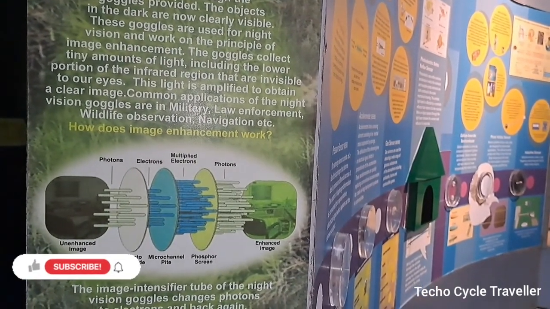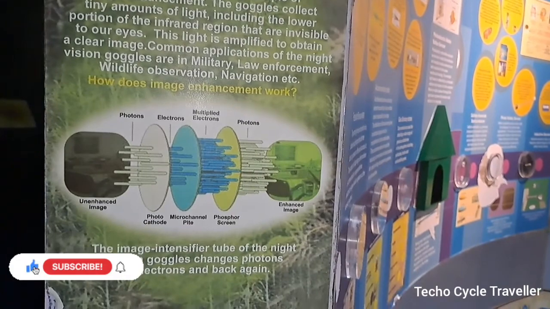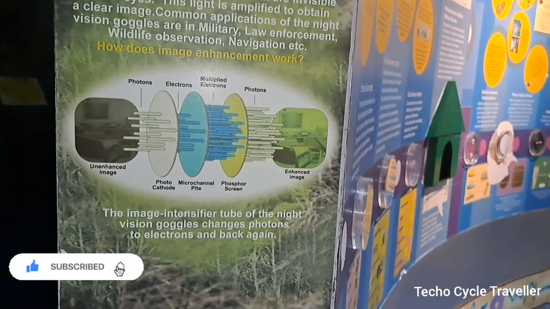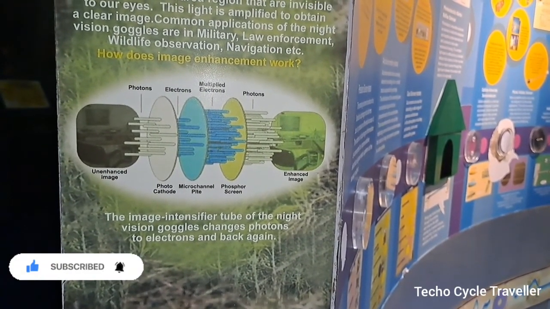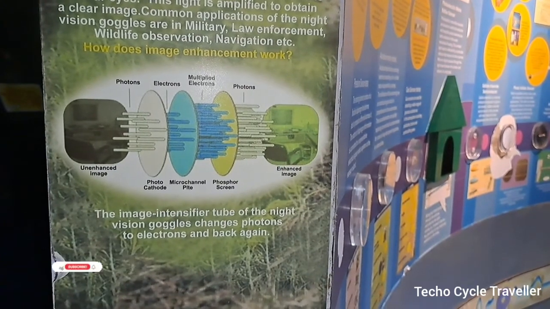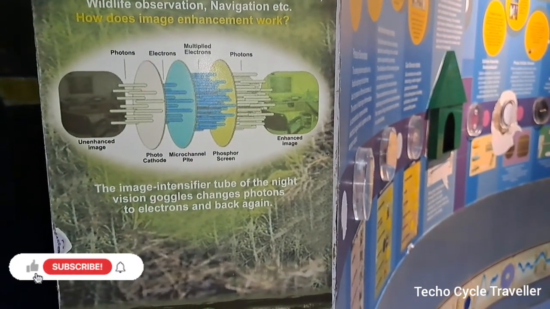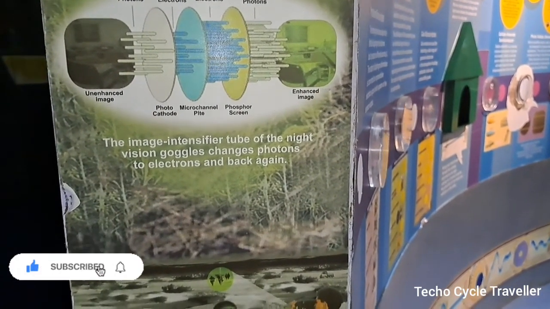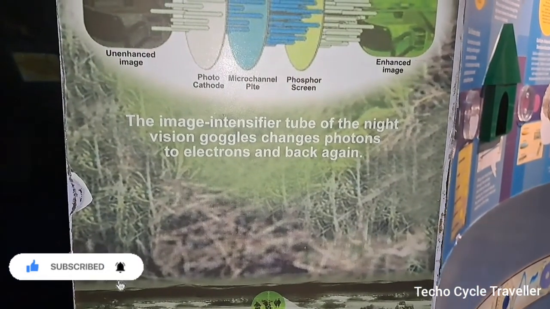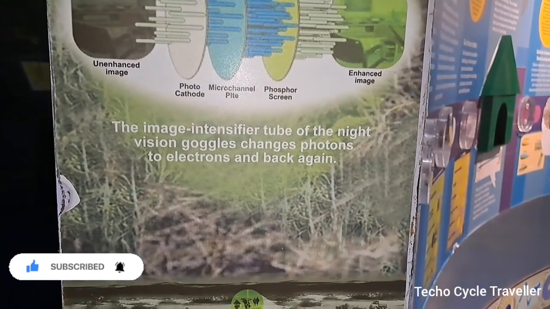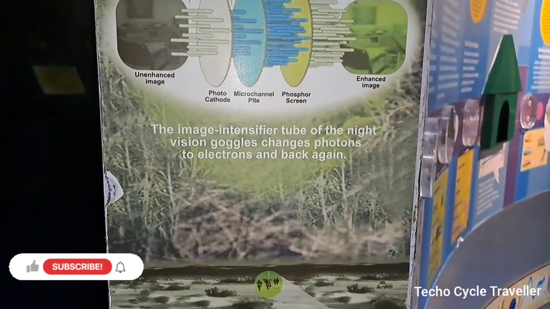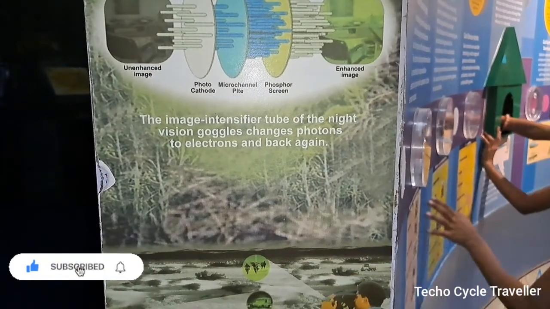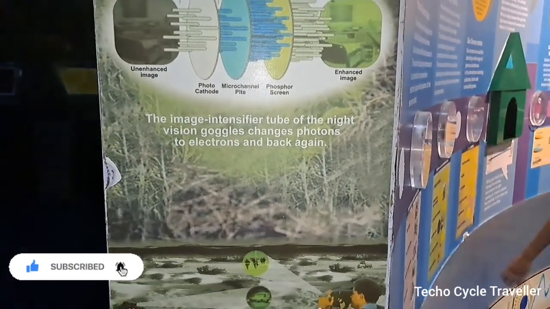How does image enhancement work? Photons, enhanced image. Photons, electrons, multiplied electrons, photons, enhanced image: photo cathode, micro channel plate, phosphor screen. The image intensifier tube of the night vision goggles changes photons to electrons and back again.